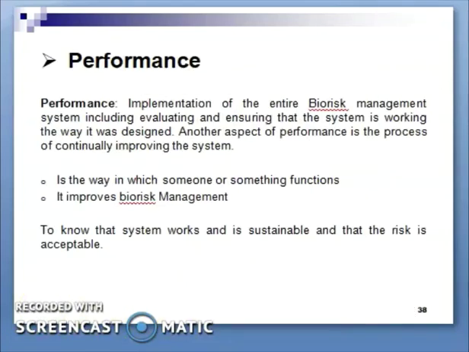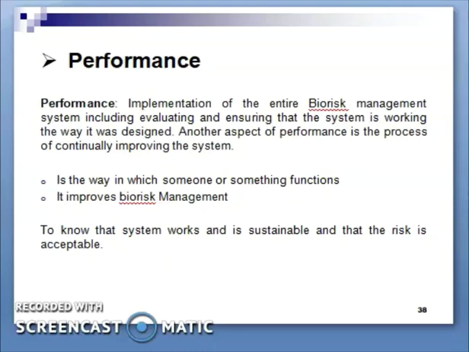Next is the third main component, that is the performance. So performance is the third main component of biorisk management. Now, to check that in the biorisk management, during the assessment process and during the procedures and SOPs followed for the mitigation, whether the system is working the way it was designed or not.